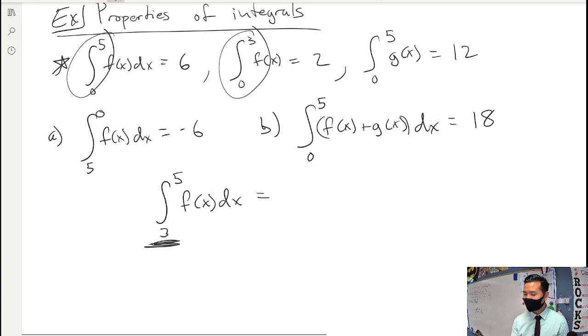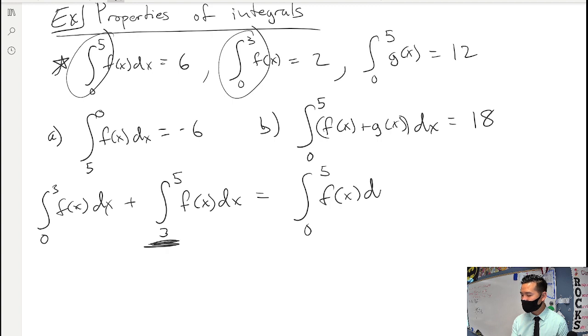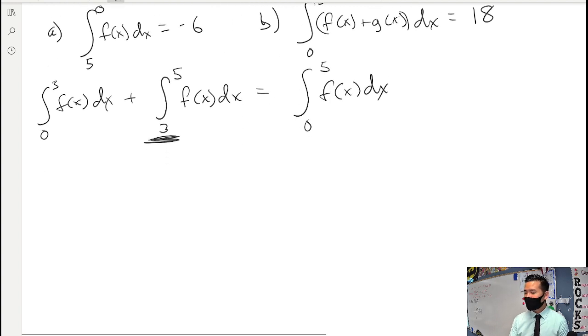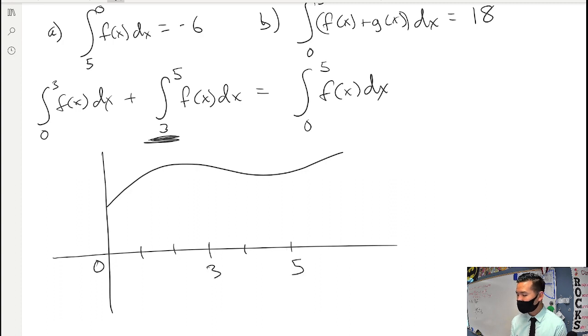Did you know that if you add intervals together, the integral from 0 to 3 of a function dx plus the integral from 3 to 5 of the function totals out to the integral from 0 to 5 of that same function? You're adding intervals. Let's say I have some random function that goes like that. Here's 0, here's 1, 2, 3, 4, 5. So there's 3 and there's 5.